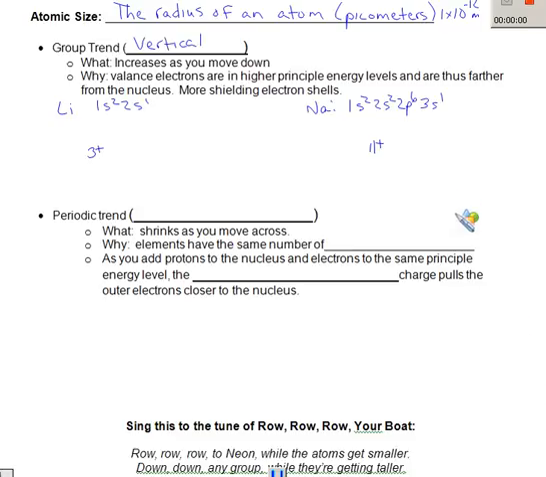This is Chapter 14. We're talking about periodic trends. We're on page 2, and we're going to talk about atomic size. What we're going to look at is the radius of an atom. This is measured in picometers, which is 1 times 10 to the negative 12th meters.